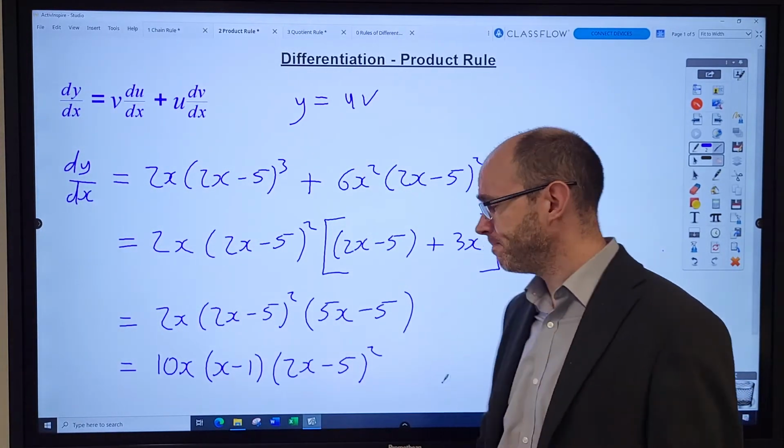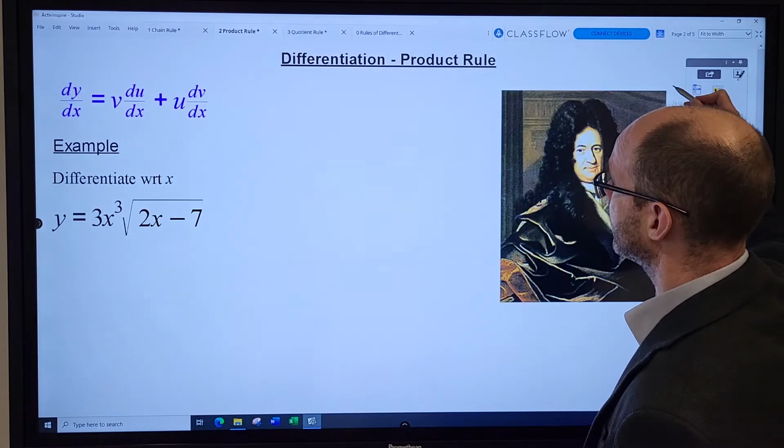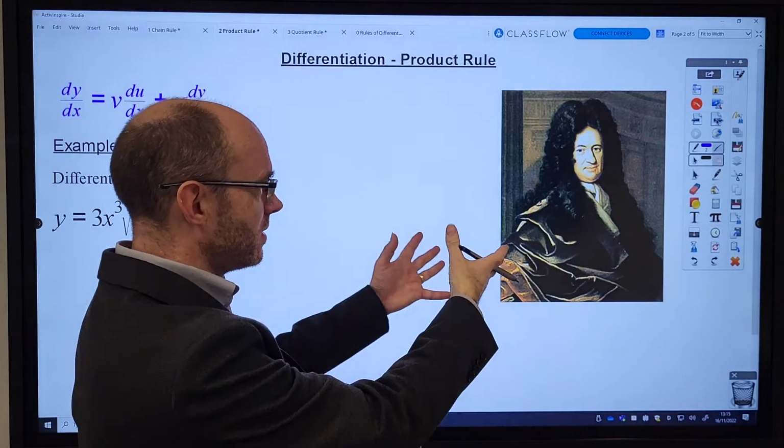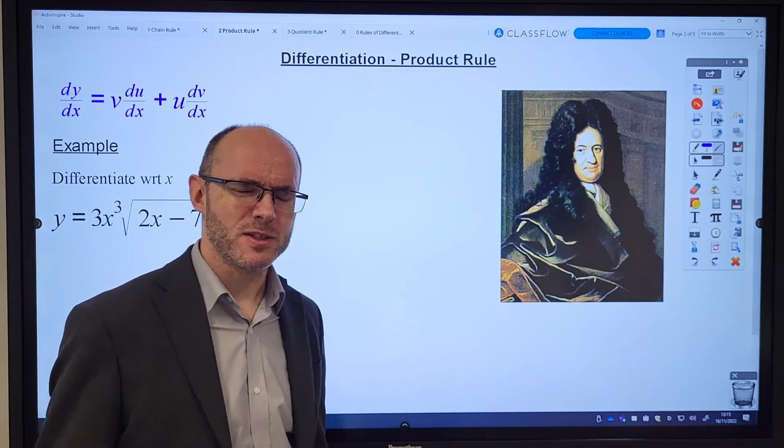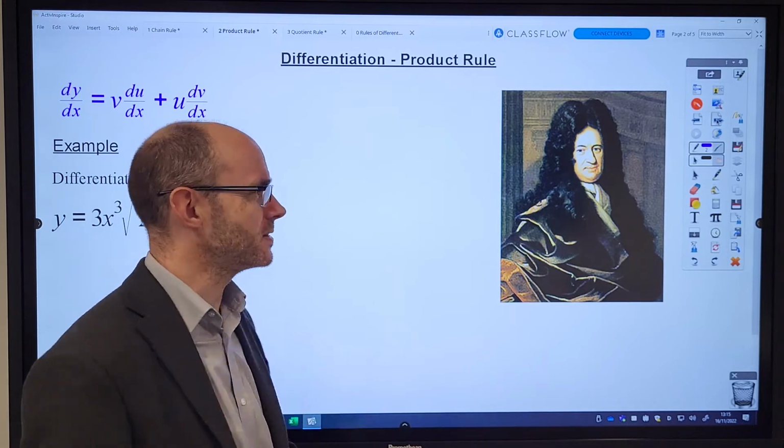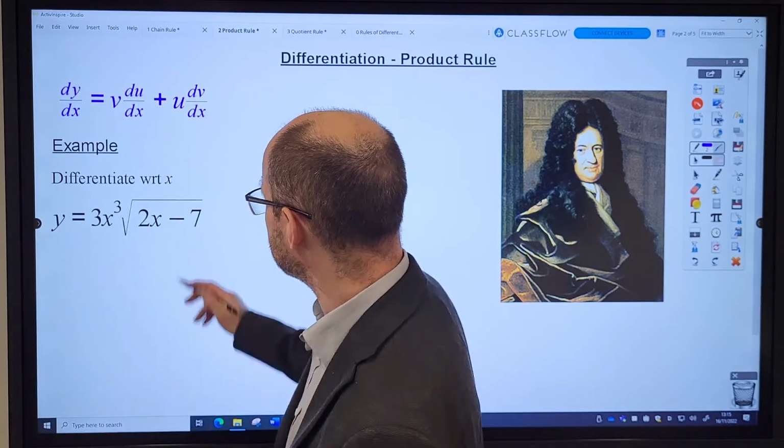I've got one more for you. Here. And there's the other one. The other inventor of calculus, Leibniz. Just for balance, one Newton, one Leibniz. So there is this one here.